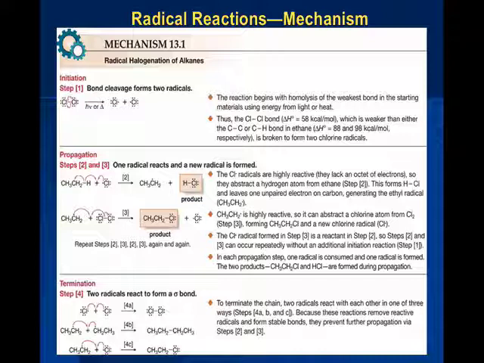I could have two ethane radicals come together to form a molecule of butane. That would be a termination. I can also have a chlorine radical and an ethane radical combine to form a product.